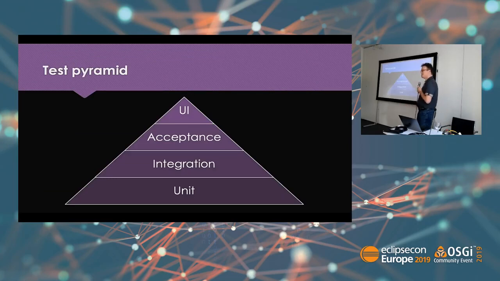The same for the test pyramid, which should also be quite familiar for everyone. With the unit tests on the bottom, then integration tests, acceptance tests, and UI tests. The pyramid should visualize that you want to have as many unit tests as possible, and then fewer integration, fewer acceptance, and fewer UI tests, because they're increasingly complex to write and fragile in their nature.